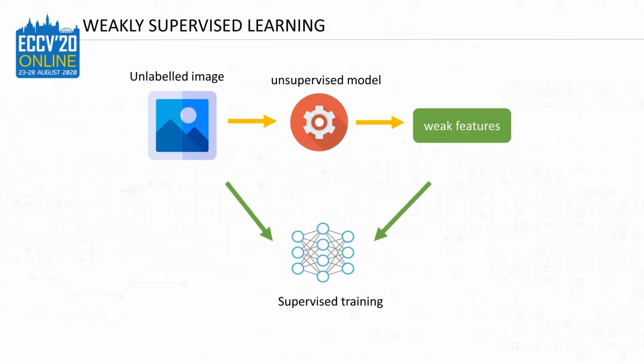In order to relax the need for labeled data, we propose to use weakly supervised learning. An example of this approach consists of using an unsupervised model on unlabeled images to produce weak features. These features are then used as labels for training a model in a supervised fashion. Even though these features are noisy, they provide a supervision signal that, when leveraging large amounts of unlabeled data, allows to learn a strong predictive model.